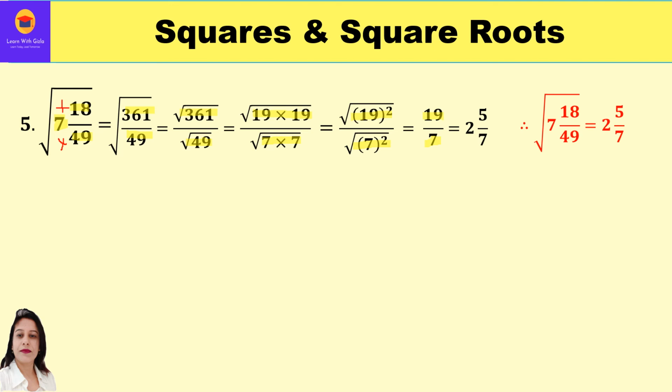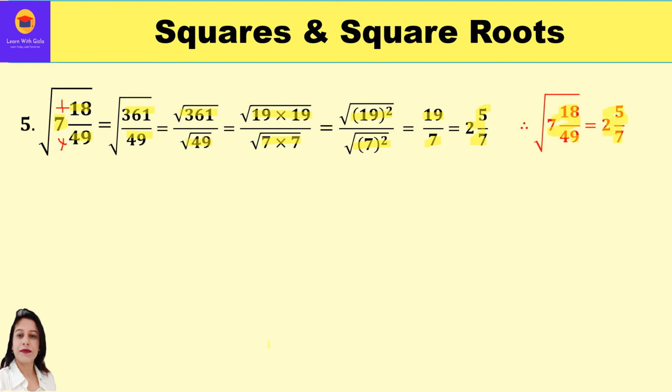which further we can simplify because it's an improper fraction. So we can simplify and convert into a mixed fraction. So 2 5 upon 7, right? 7 2s are 14, 14 plus 5 is 19. So we can say square root of 7, 18 by 49 is 2 5 by 7, right?